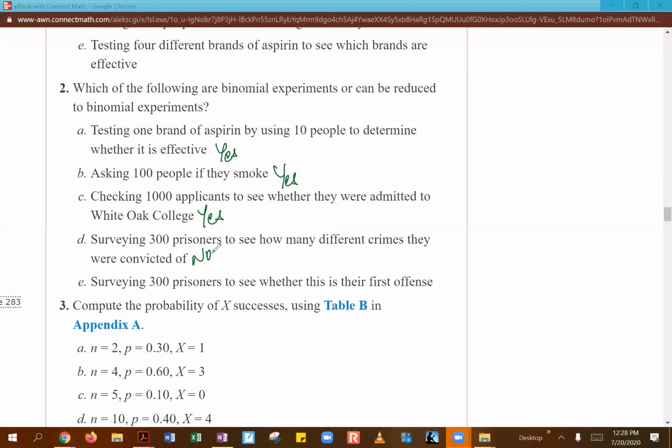What one prisoner says will have no effect on the other prisoner, so your outcomes will be independent. And then of course, your probability of success will also remain the same. So the only no was that part D over here. Everything else, we can use binomial experiments with those.